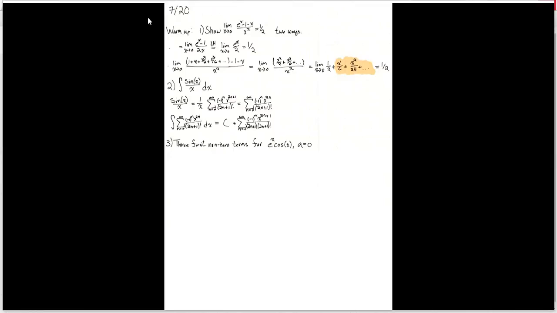So I notice that we've got e to the x cosine of x. And what I'm going to do is plug in a Taylor series expansion for e to the x. And then this keeps going. Then I'm going to have the cosine power series here.